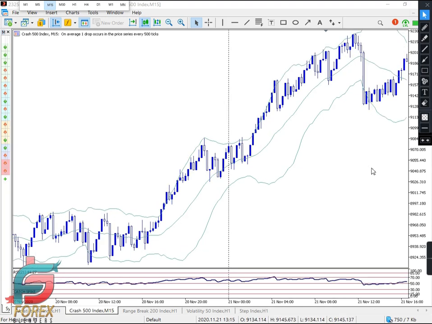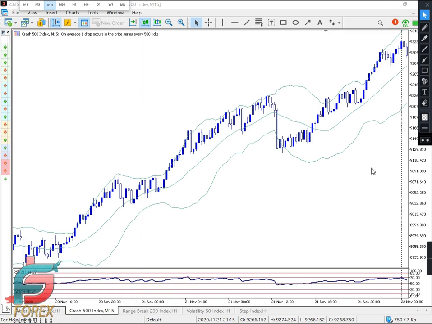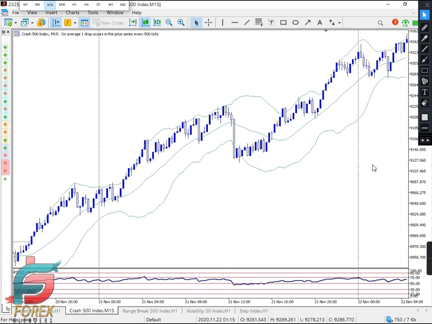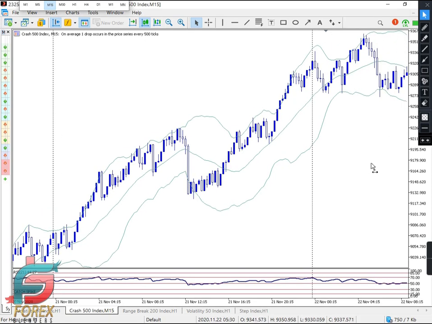We go back, then this one here. You can see when it happened, the market later crashed back down and you collect your profit. Okay, and remember to put your stop loss. It can still also go against you.